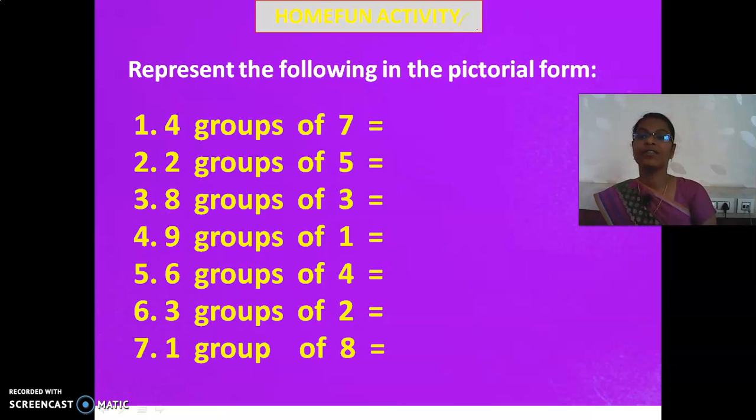So here you have the home fun activity. With the pictorial form, you have to form groups. So represent the following in pictorial form. Only 7 sums I have given you. So you have to complete it.